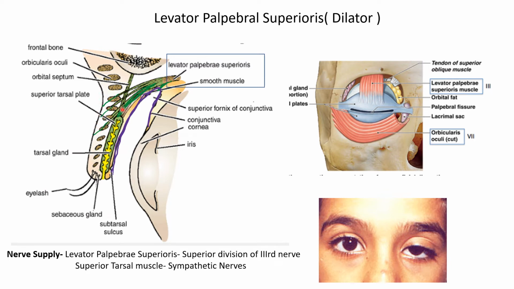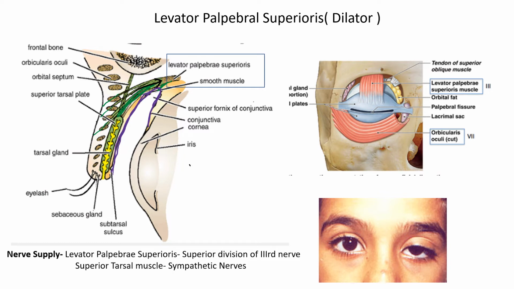The middle lamella gets inserted into the tarsal plate, at the apex of the tarsal plate, and the lower lamella gets inserted into the superior conjunctival fornix. So it's getting attached to all the components of the eyelid, and when it contracts, this is the direction of the contraction.